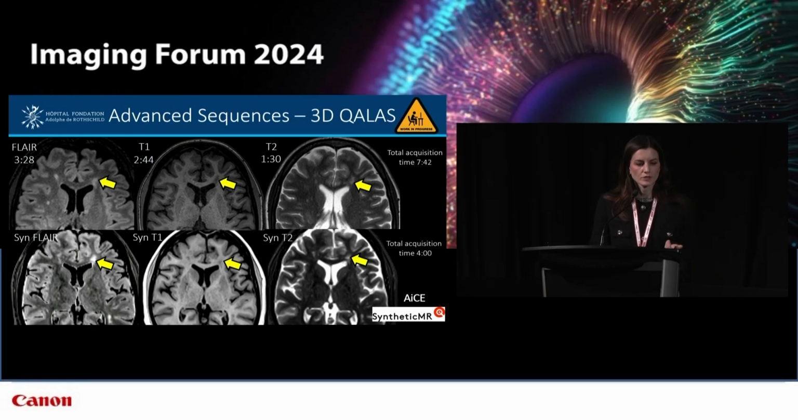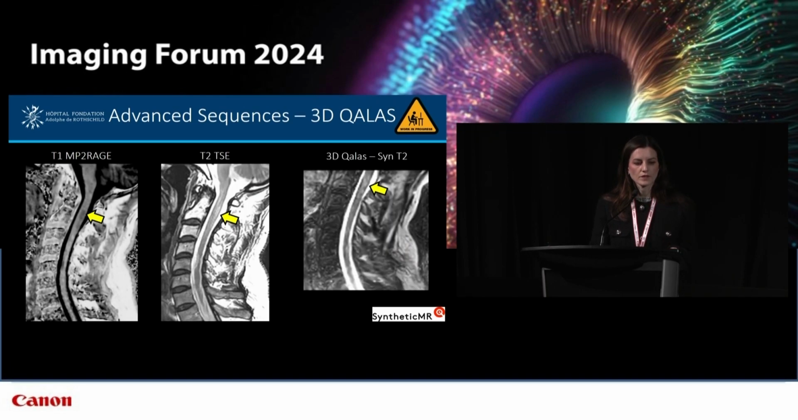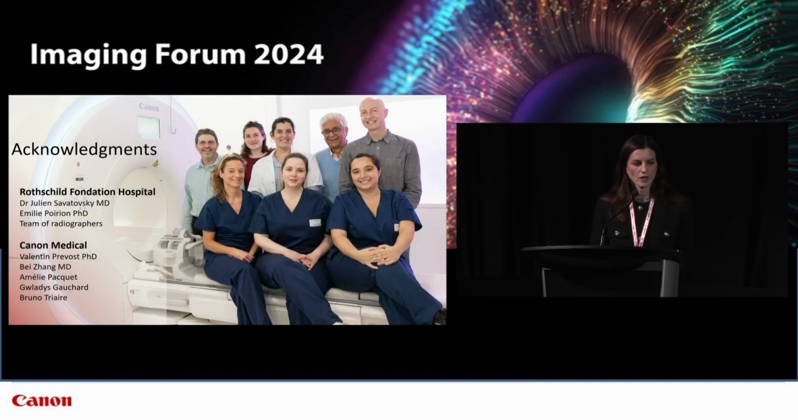So for continuity's sake, again, I have an MS patient with his left frontal paraventricular lesion indicated with the yellow arrow. And along the top, you have the native sequences, which are individually acquired. And along the bottom, using synthetic MR software, we generated synthetic FLAIR, T1 and T2 weighted sequences with the same lesion remaining visible. QALAS then is not limited to the brain, as we can see this lesion at the level of C2 on the synthetic T2 weighted sequence generated using synthetic MR.